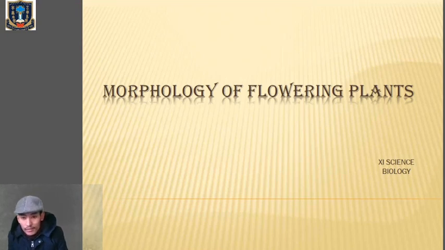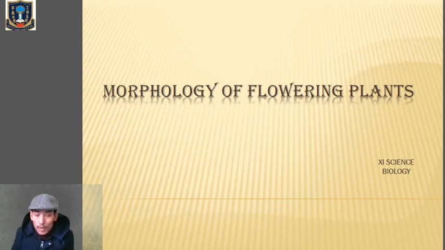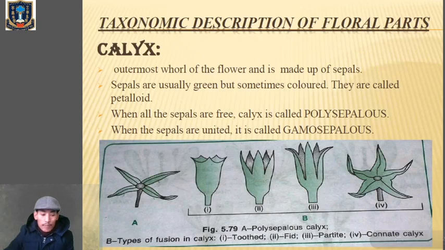Welcome to biology class. We are dealing with the chapter Morphology of flowering plants. Today we'll begin with a new topic, that is taxonomic description of floral parts. It's on page number 5.46. Okay, the topic is taxonomic description of floral parts.